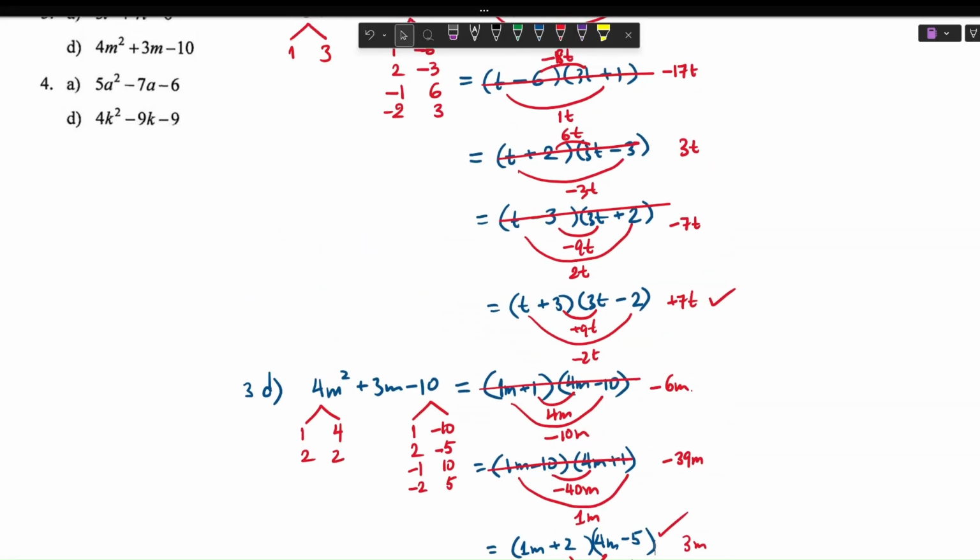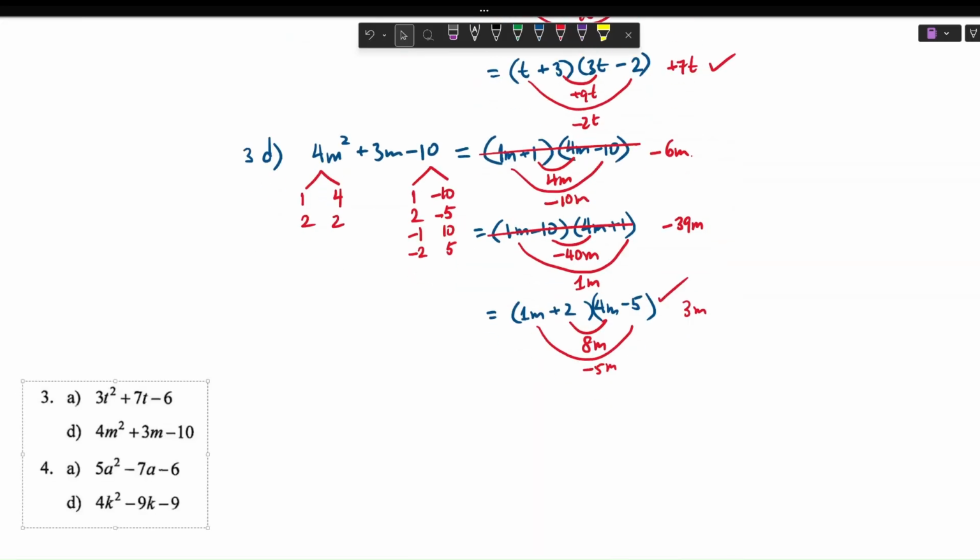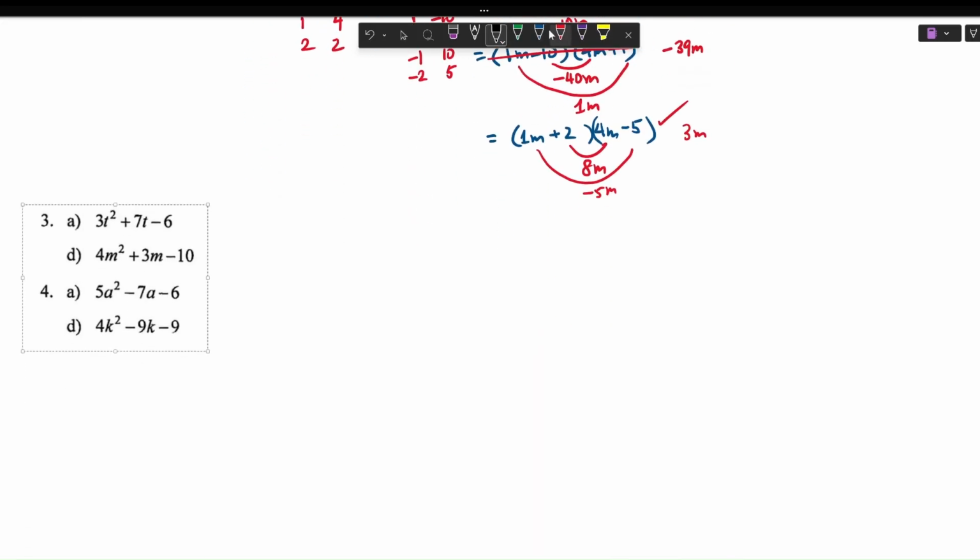Moving on to example 4a. We're trying to factor 5a squared minus 7a minus 6. We're going to try to decompose these again into its factors. So 5 could be 1 times 5, 6 could be 1 times 6, or 2 times 3. But it's negative, so it could be 1 and negative 6, 2 and negative 3, negative 1 times positive 6, negative 2 times positive 3.